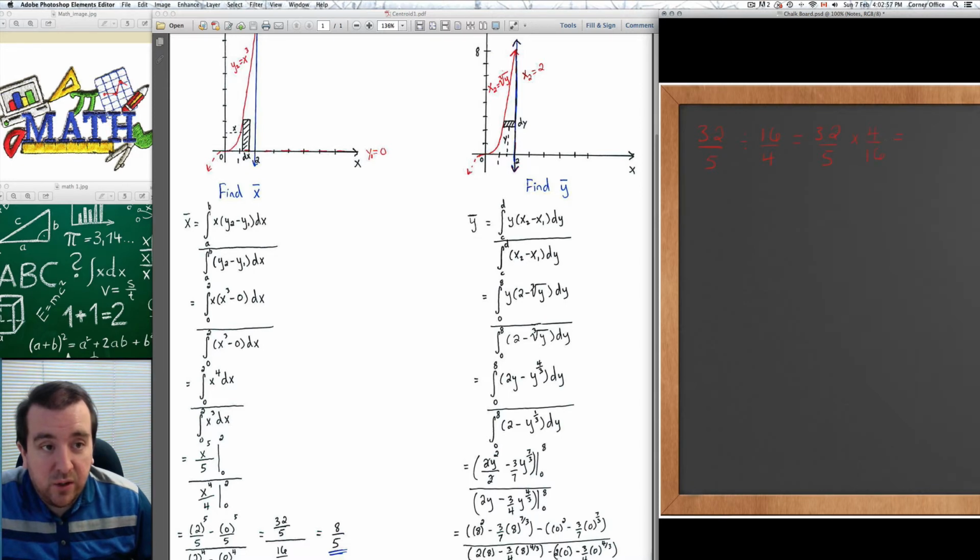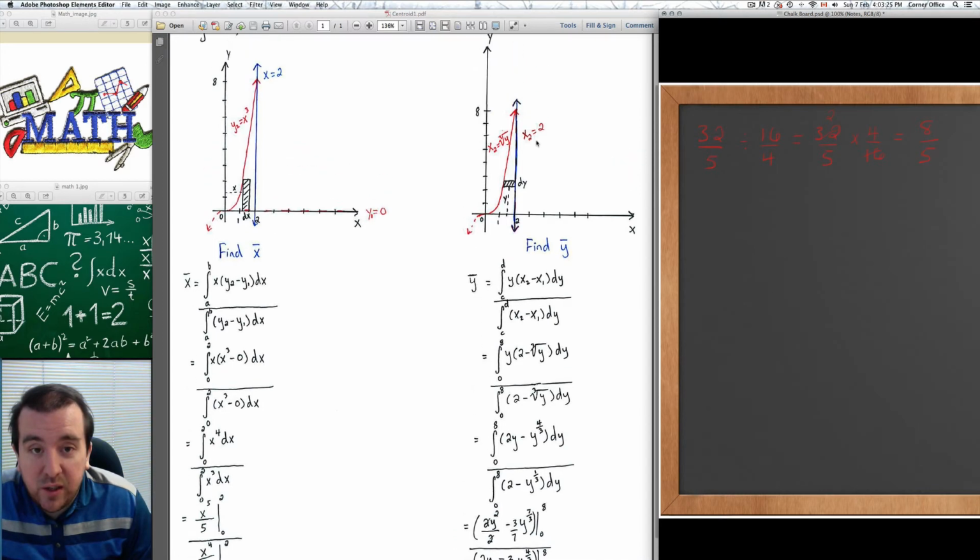And 32, we can reduce this. 32 over 16 is 2. So really we get, leaves us with a 2. This cancels. So we get 2 times 4, and that's where we get our 8 over 5 from. Okay? So that is the x bar part. That is the centroid in the x direction. But in order to find the coordinates of the centroid, we need to find y bar as well.